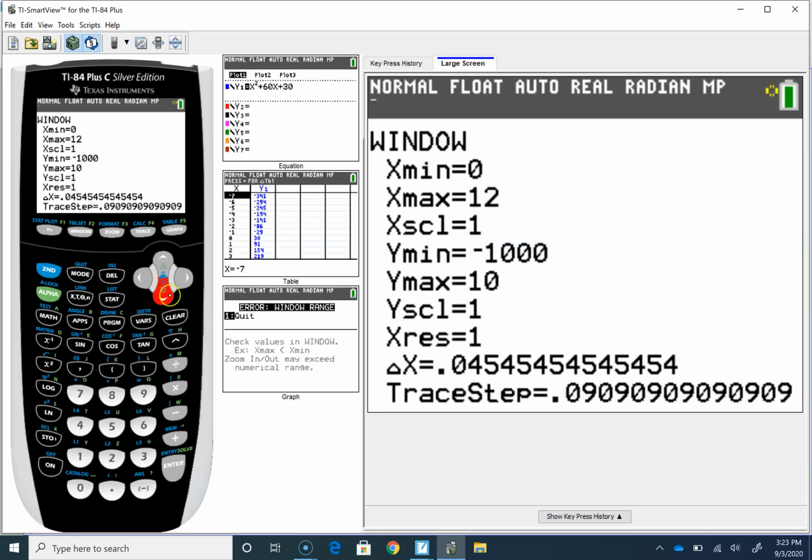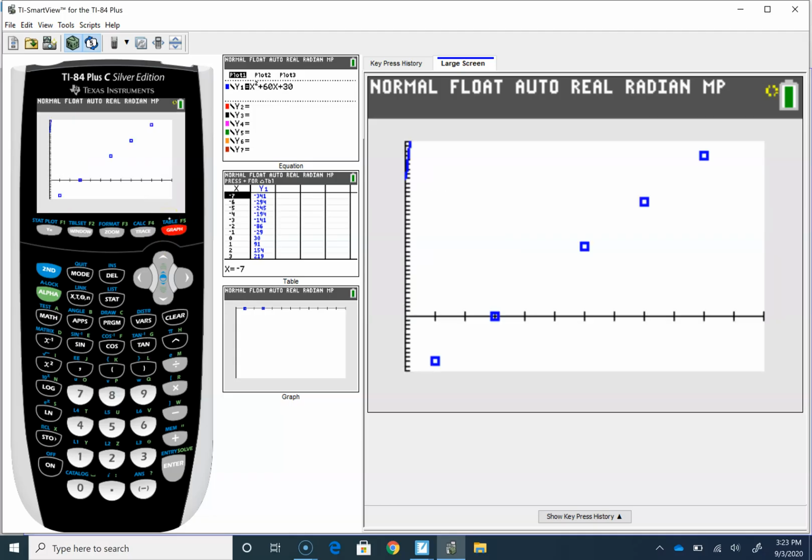And then my Y's went from negative 10, so maybe I go from negative 12, go a little bit bigger, to 35, so maybe I go to 38. You could pick 40 if you wanted to. And now I'm going to graph. And as you can see, I've got 1, 2, 3, 4, 5. These are the points that I put into the stat enter.